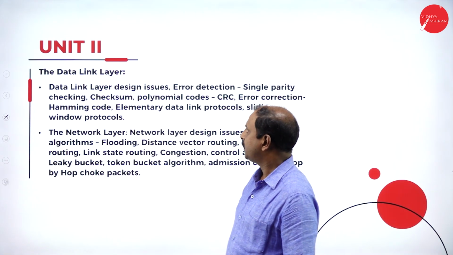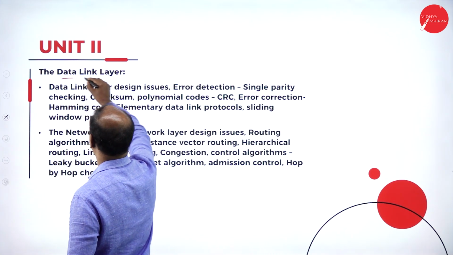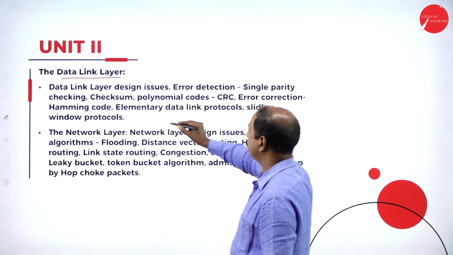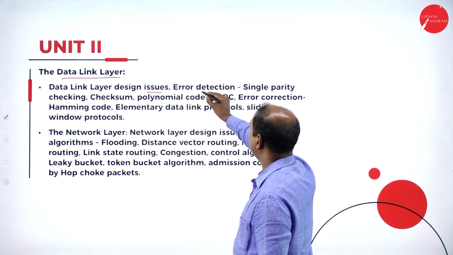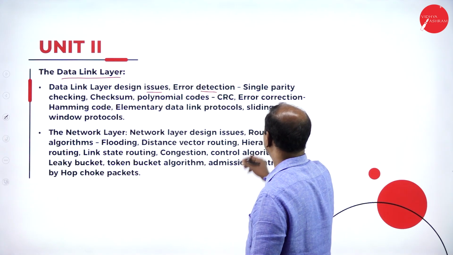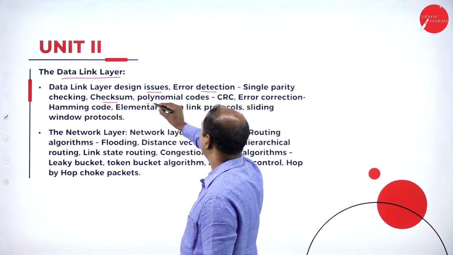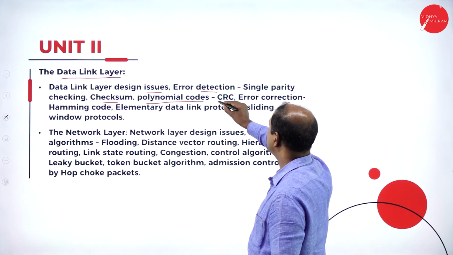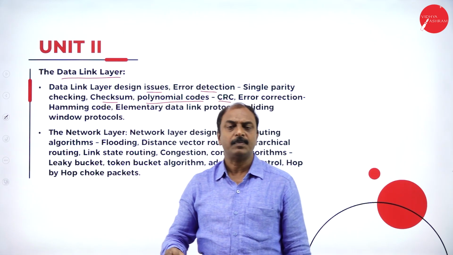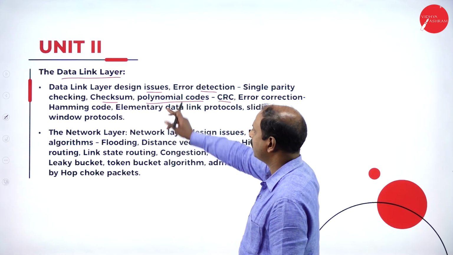Now, in unit 2, the second unit, we are going to talk about the data link layer. In data link layer, we are going to talk about design issues and error detection, and there are different types of error detection. They are single parity checking, checksum, and polynomial codes, that is CRC. So these are the different types of error checking mechanisms or technologies under the data link layer.